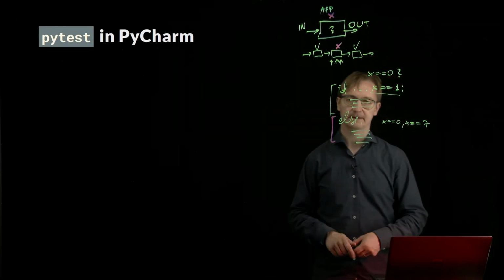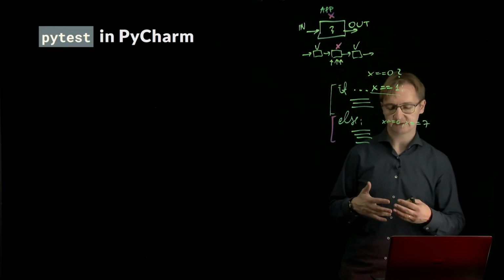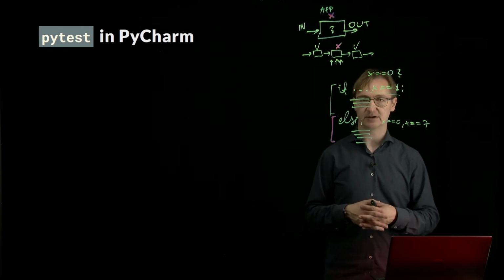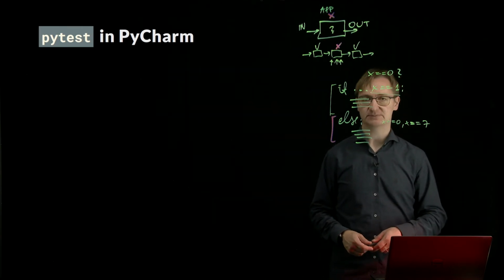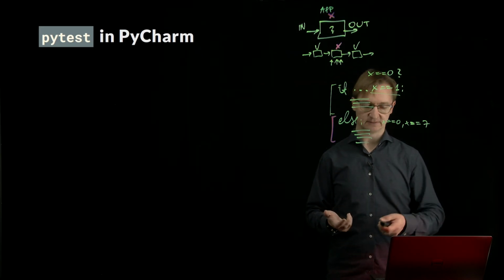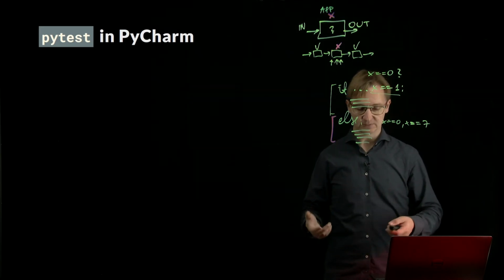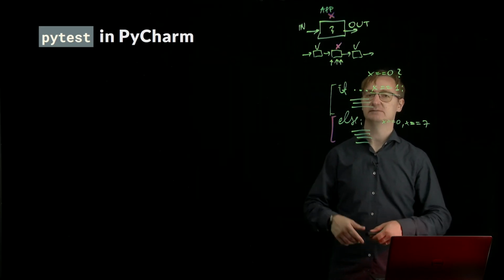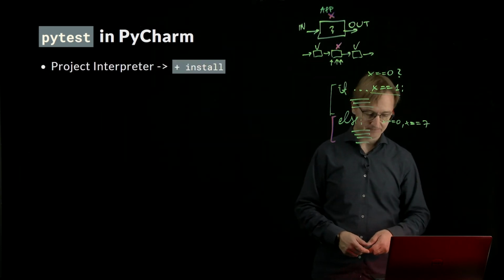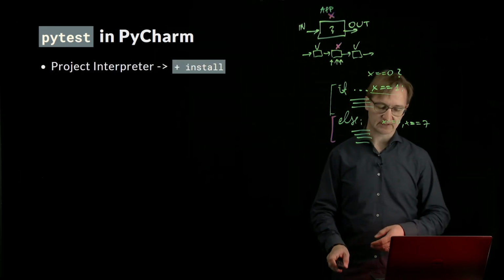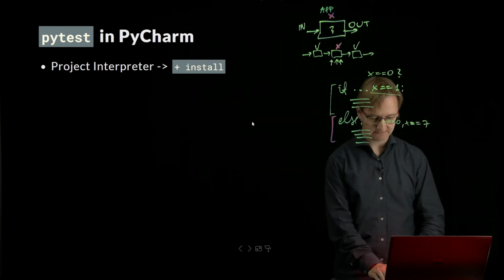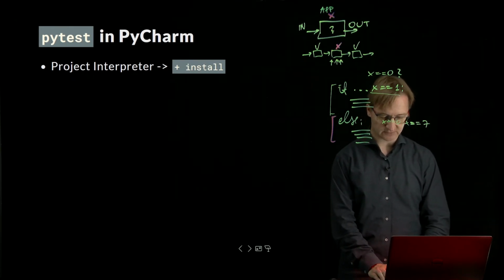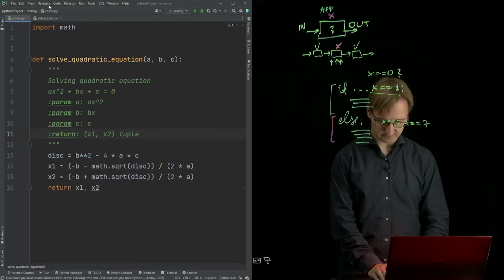So first, although Python actually has a unit test library built in, we are using PyTest. PyTest is a separate library which we use, which is a bit simpler and easier to start with. And how to get this PyTest into PyCharm. So first I take this project interpreter and I try to find this install button.